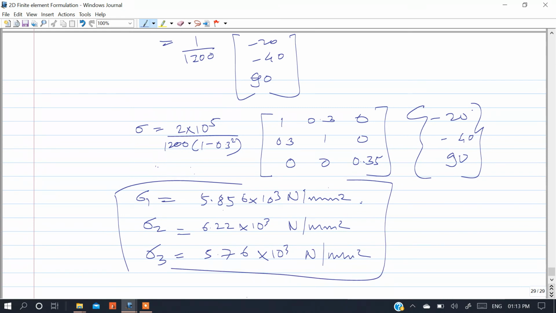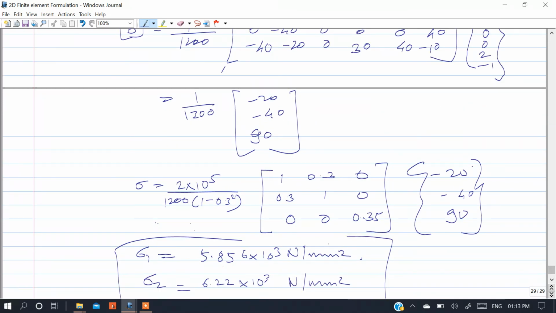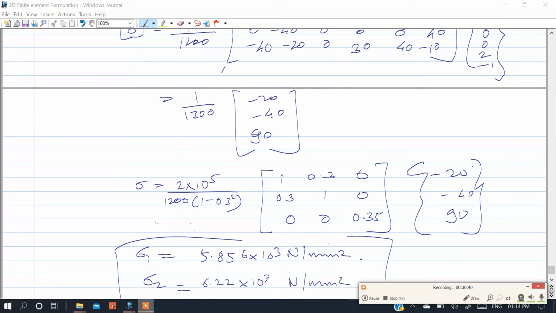If it is asked for plane strain, then you have to use the D formula, that is the material properties formula; the D formula will be different. But the method of solving this example will be the same. Okay. Then we will discuss the triangular element of a plane strain problem in the next video. Thank you. Stay tuned.